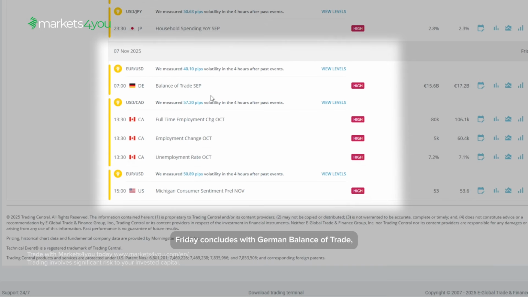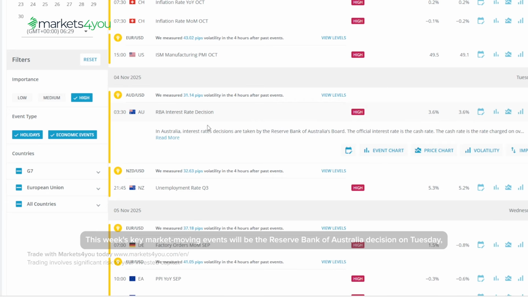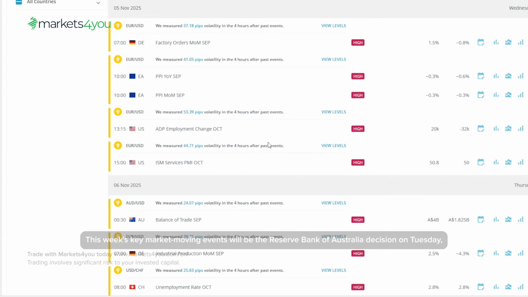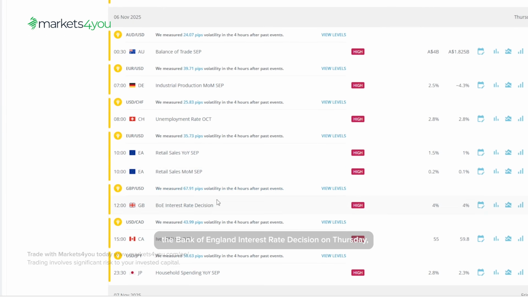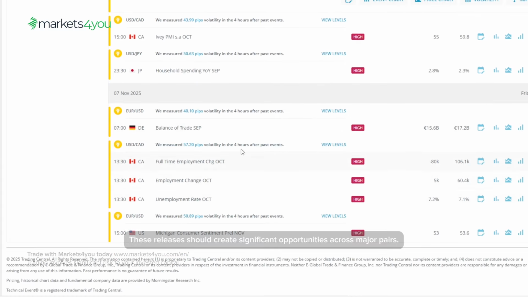Friday concludes with German balance of trade, Canadian employment figures including employment change and unemployment rate, and U.S. Michigan consumer sentiment. This week's key market-moving events will be the Reserve Bank of Australia decision on Tuesday, the Bank of England interest rate decision on Thursday, and Canadian employment data on Friday. These releases should create significant opportunities across major pairs.